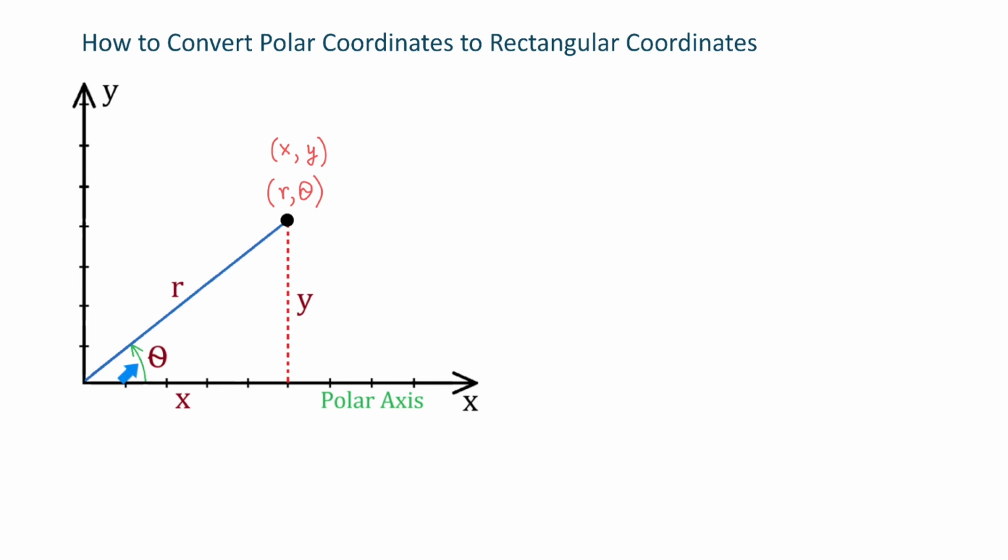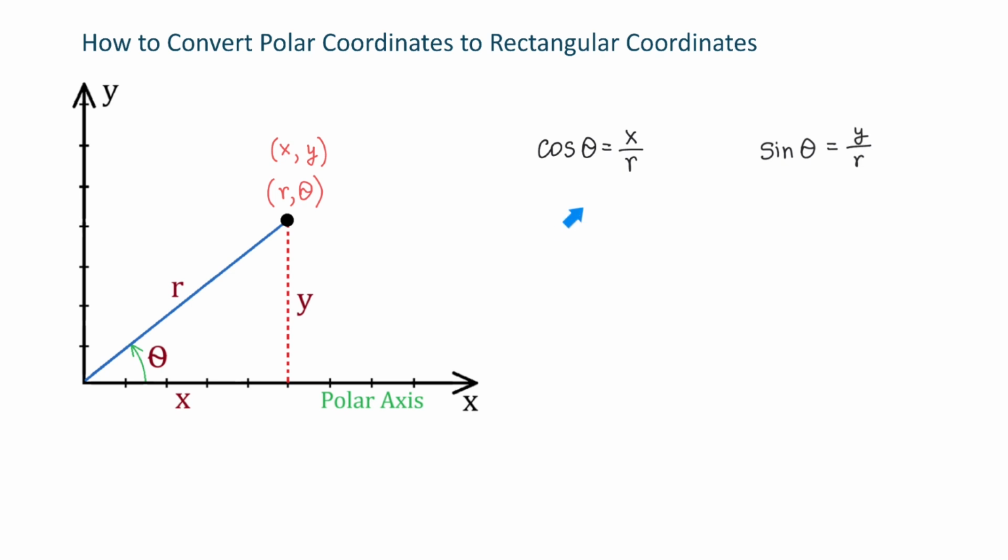Cosine of angle theta equals the adjacent side x divided by hypotenuse r. So again, cosine of theta equals x over r. Now sine of angle theta equals the opposite side y divided by hypotenuse r. So again, sine of theta equals y over r.